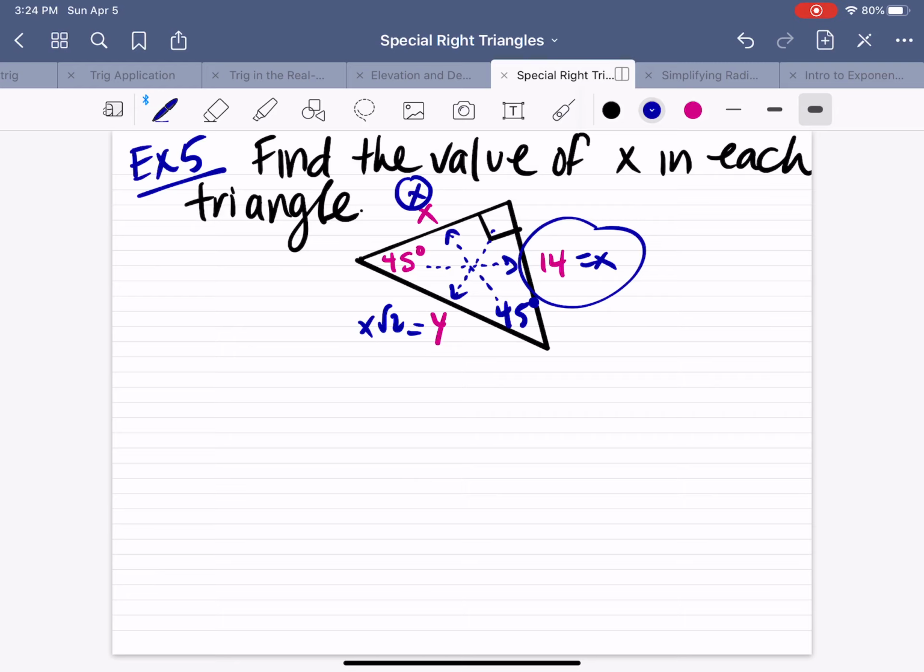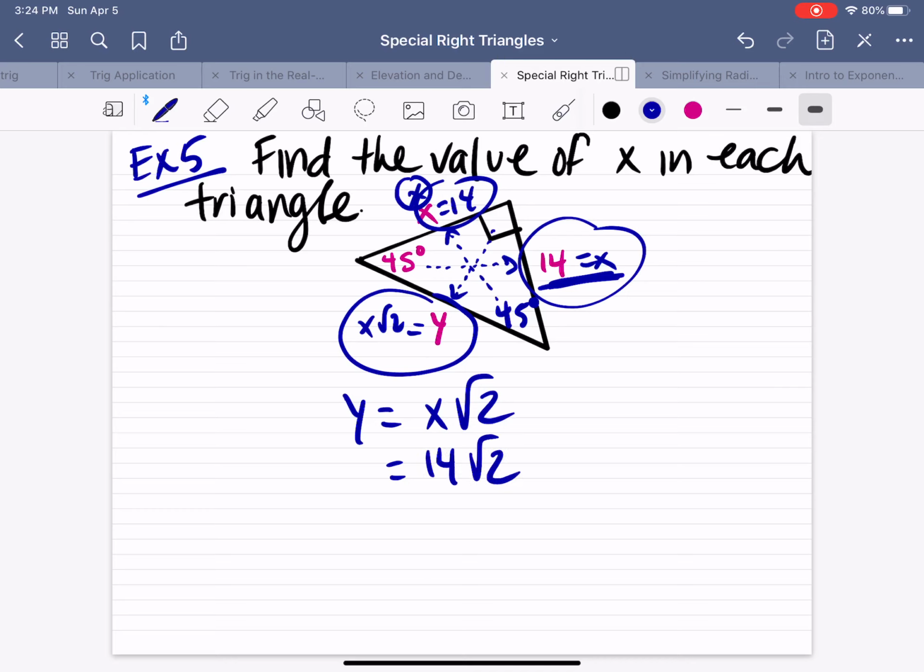Now, let's find the value of x and the y. Since we know that the x value is 14, this will also be 14. So we already have two of the legs. To get the hypotenuse, or the y, all you have to do is plug that x value in. So y is equal to x root 2. You just found the x value, which is 14. So the y value is 14 root 2.